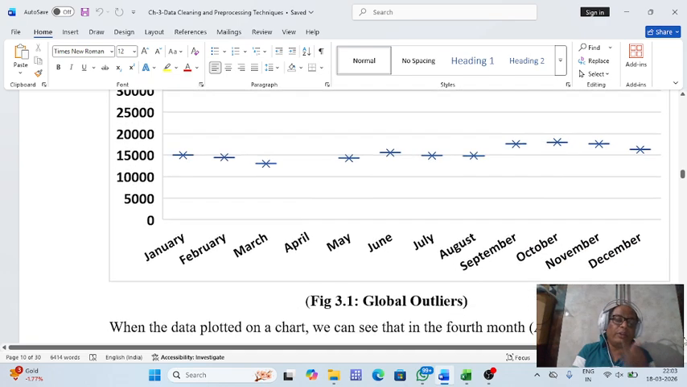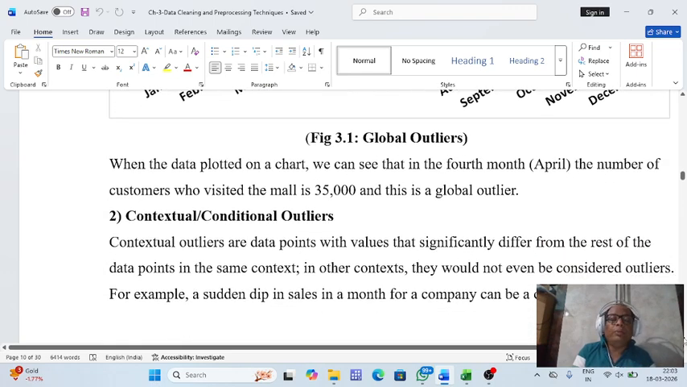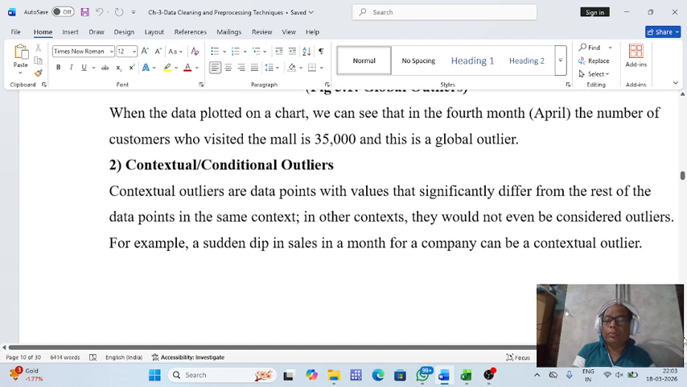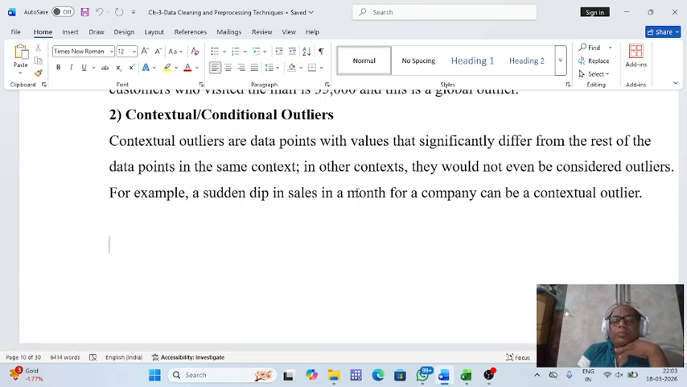Similarly, there is another outlier called contextual or conditional outlier. Sometimes values also differ, but they would not even be considered outliers, because in a particular month there may be a significant difference, but not so much that it should be treated as a huge deviation from that data set, and it can be treated as a contextual outlier.